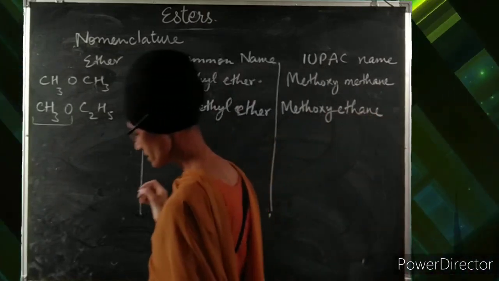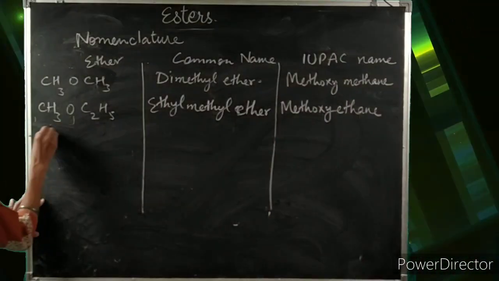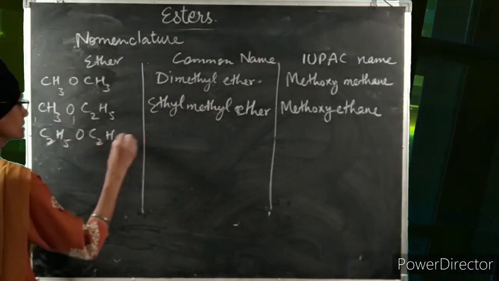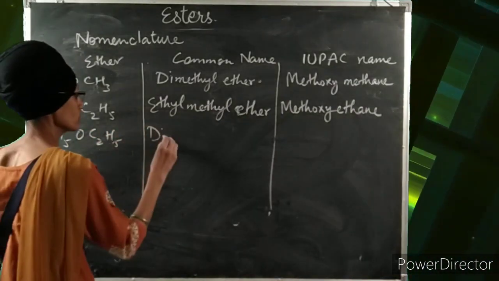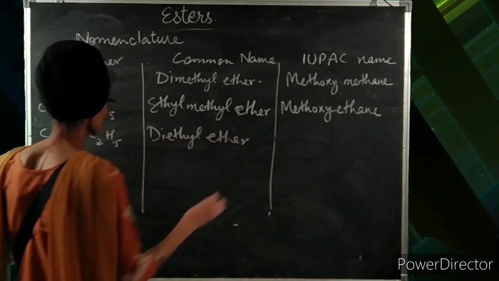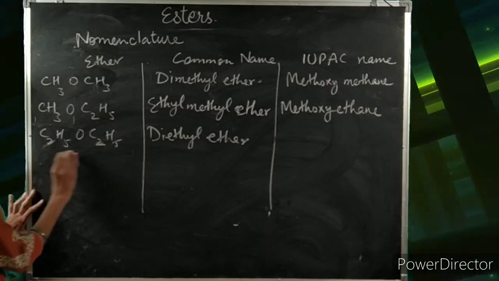Now coming to another example where we have taken both R groups as ethyl groups. It is diethyl ether according to the common name, but according to the IUPAC name it will be ethoxyethane.